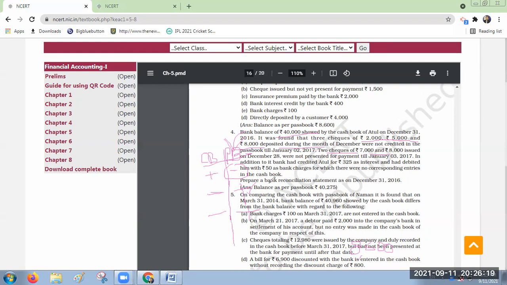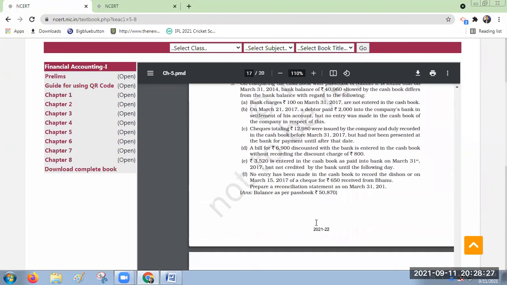Similarly, continuation you can see. And debited him with 50 rupees as bank charges. Bank charges means passbook less balance. Less means minus. Here it will be plus. This side tick is there, minus is there. You have to deduct. Okay. Yes, sir. You can finish it. No new item came. So you can do this problem. Fourth problem you can do. Yes, sir. Okay.